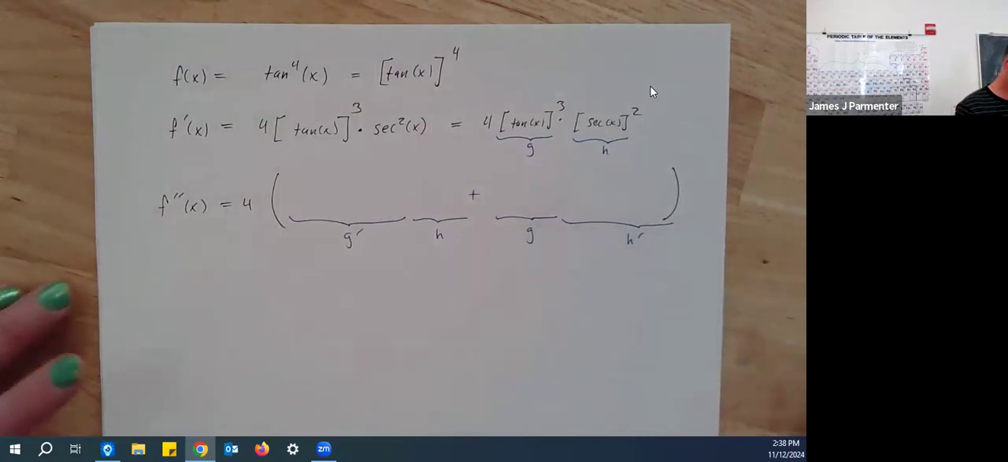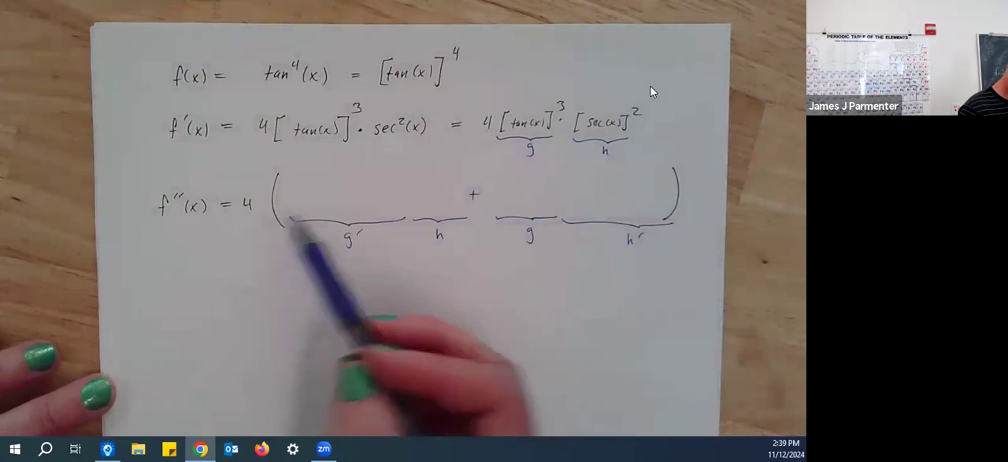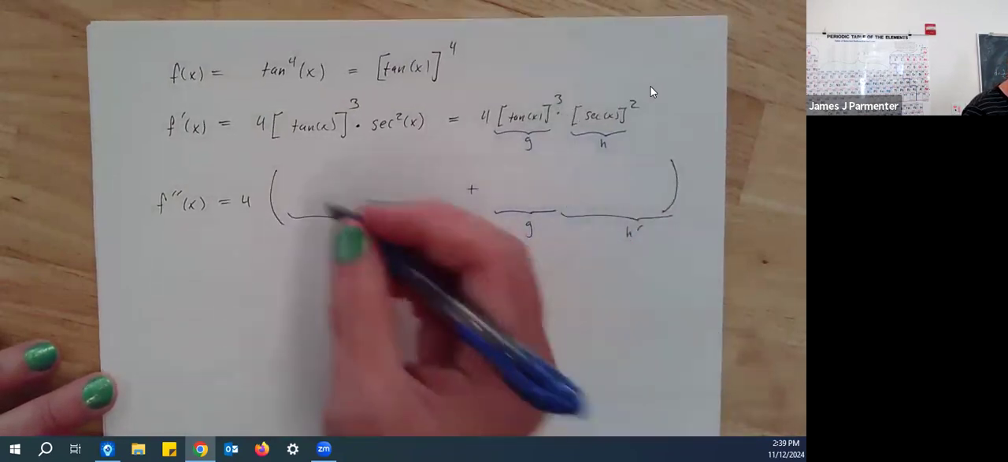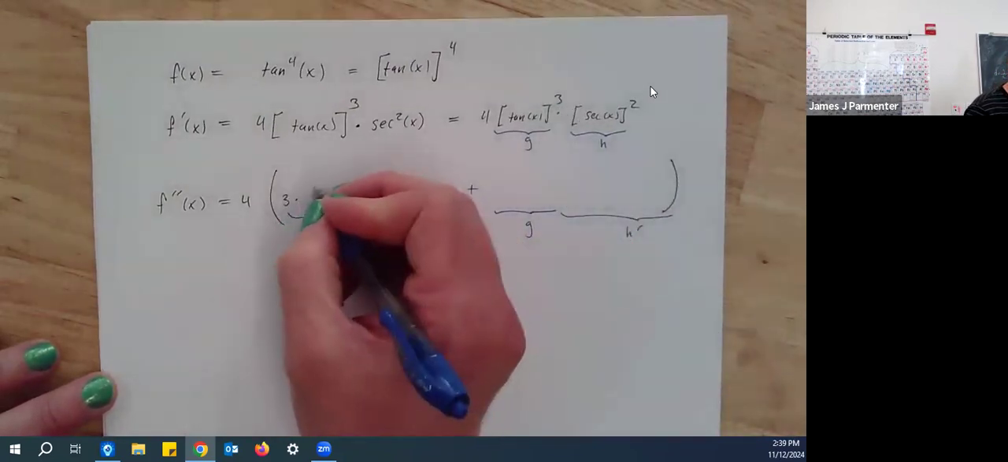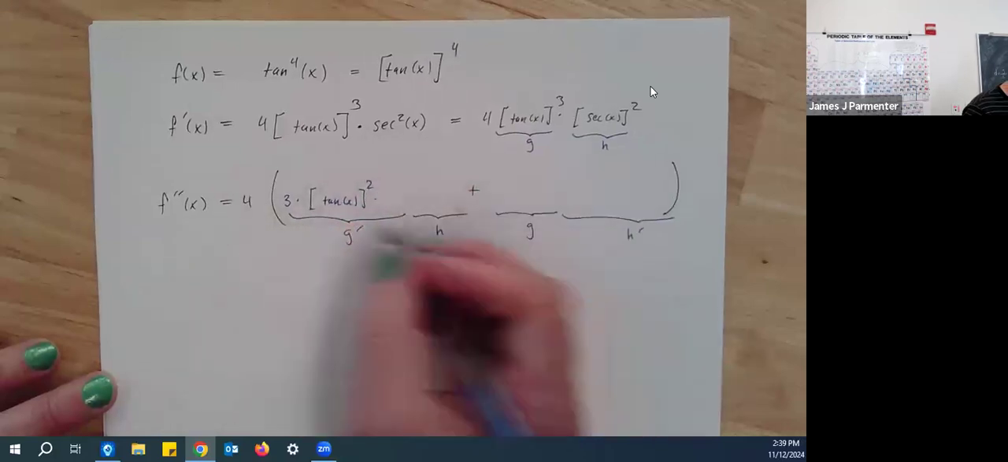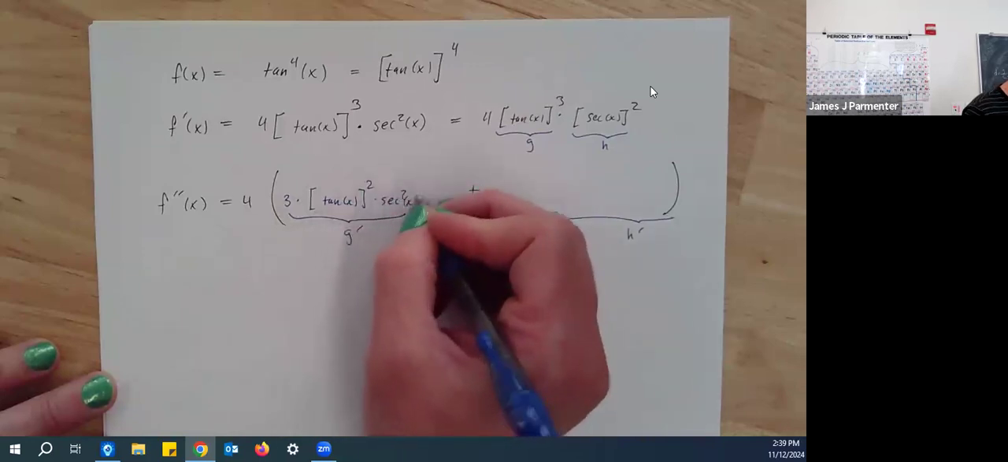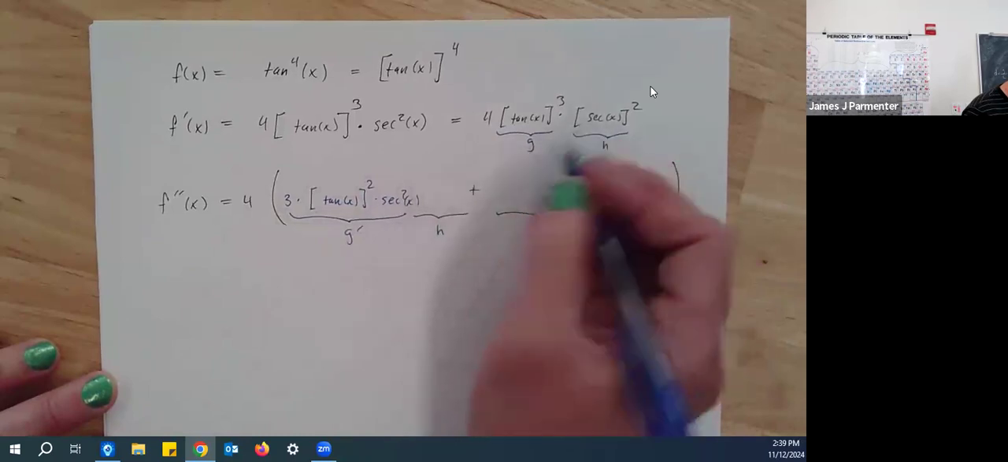Take a look here and see what we should be getting. So the 4 hangs out. The derivative of some stuff cubed is 3 times my stuff squared times the derivative of the stuff, the derivative of tangent again, secant squared x. And then we're just leaving the secant squared x over here alone.